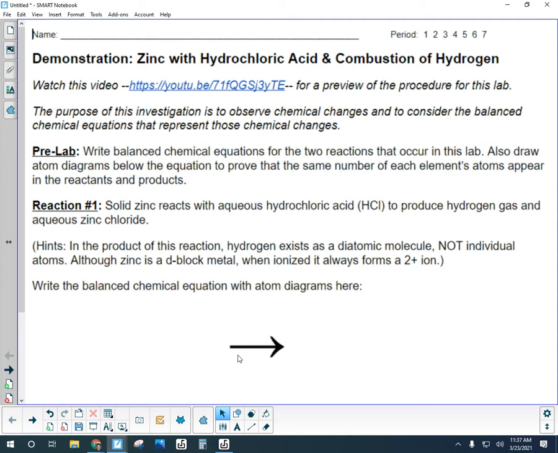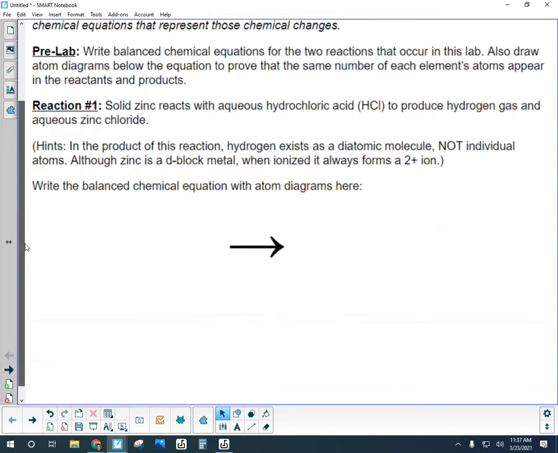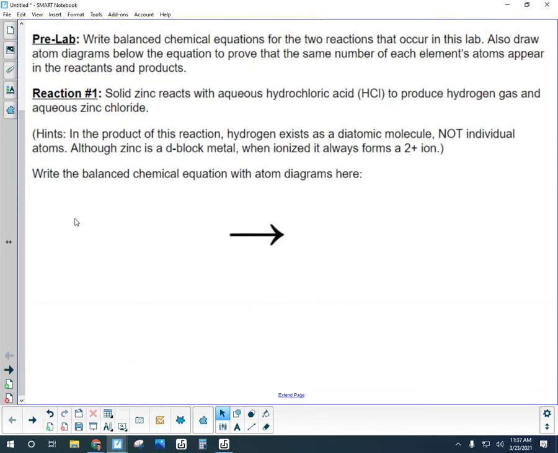All right, so we need to show what's going on in the reaction, both symbolically, and we're going to do it in a diagram as well. Okay, so we've got solid zinc.